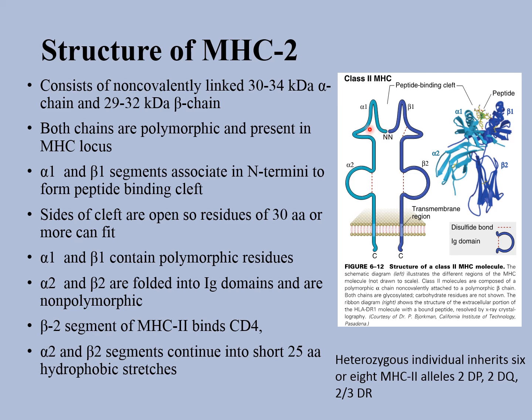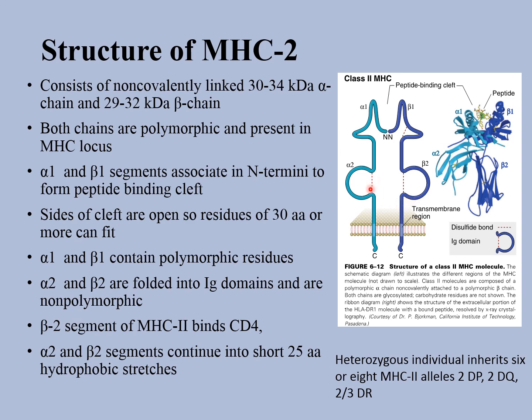Alpha 1 and beta 1 are both polymorphic because they form the peptide binding cleft, bringing about variation. The alpha 2 and beta 2 are Ig domains and are non-polymorphic. The beta 2 segment binds to the CD4 cells or T helper cells and is involved in interaction of antigen presenting cells with the T helper cells.